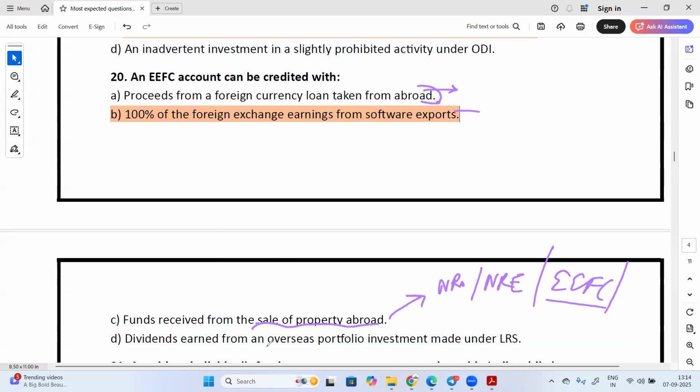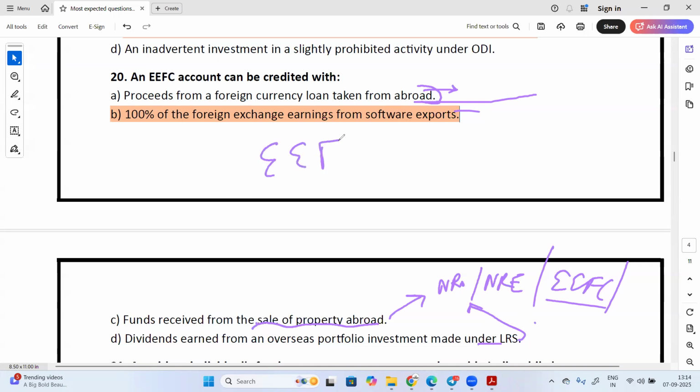Dividend earned from an overseas portfolio investment made under LRS. So this will also go to a normal account. It will go to the normal savings account of the customer. And here the proceeds from a foreign currency loan taken abroad. So here some information is not there, but A will not come. Correct answer is B. So what is EEFC account?